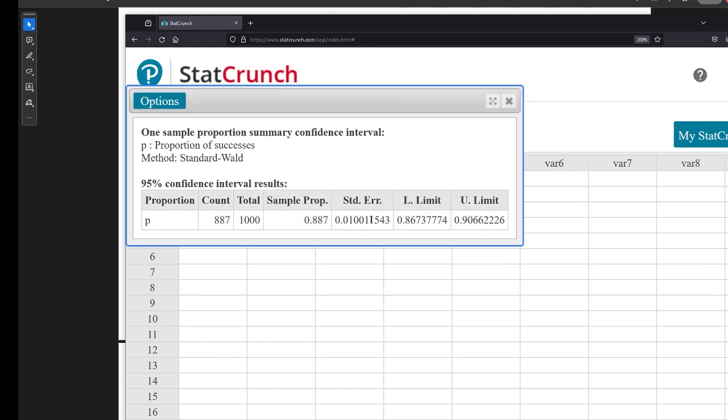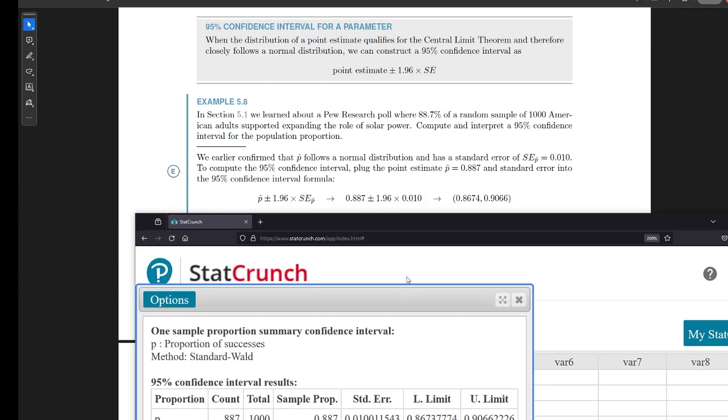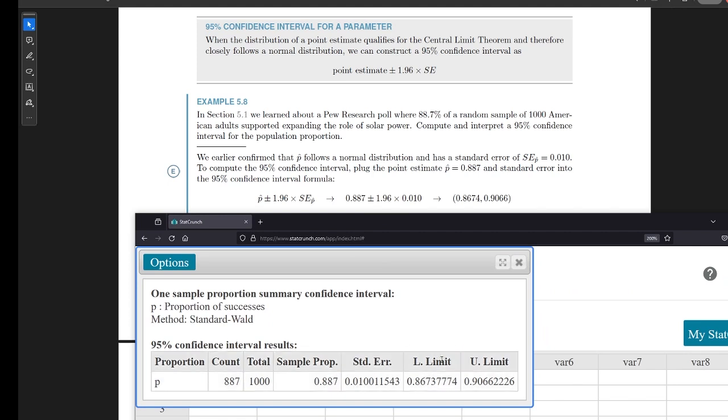You can see it gives me a standard error, right? It's giving me the count, the total. But here's the important part, the lower limit and the upper limit. That's the lower limit of our interval and the upper limit of our interval. And those numbers should look familiar. The lower limit of the interval in the book here is 0.8674. Notice if we round our lower limit, that's what we get. And 0.9066 over here, that's what we get. So we have reproduced this using StatCrunch.